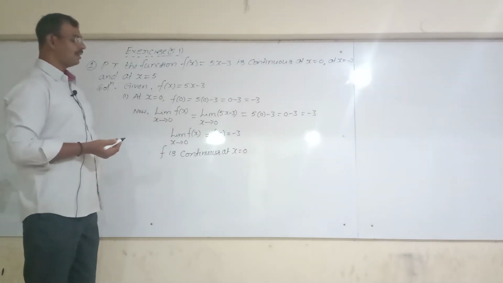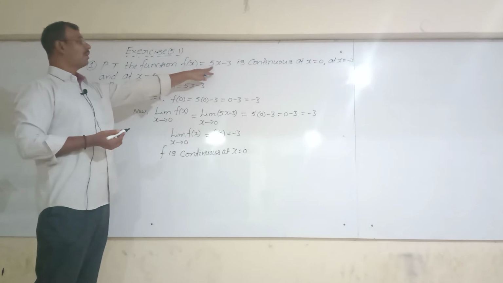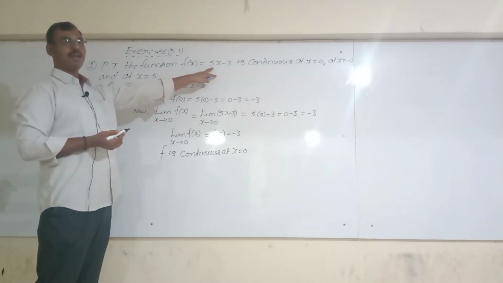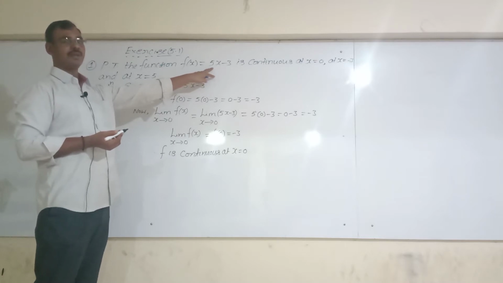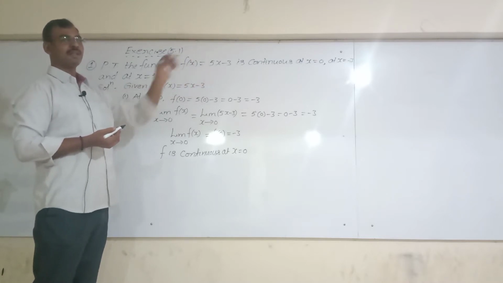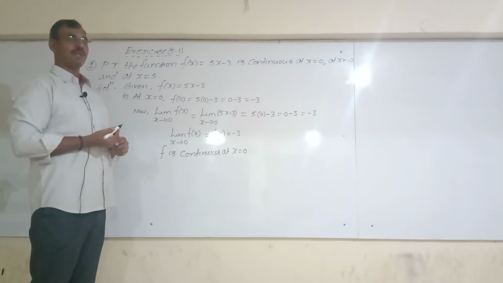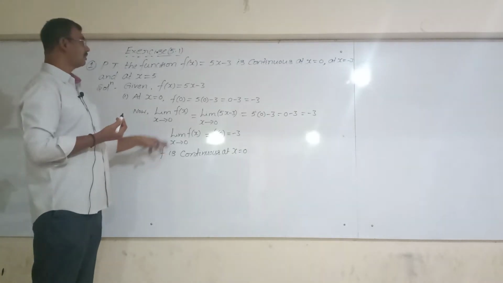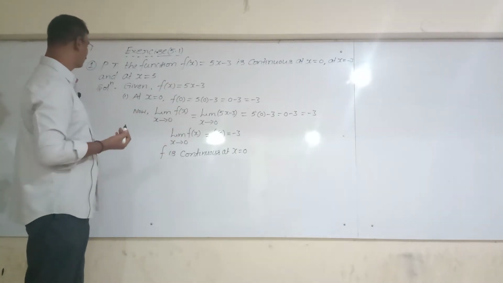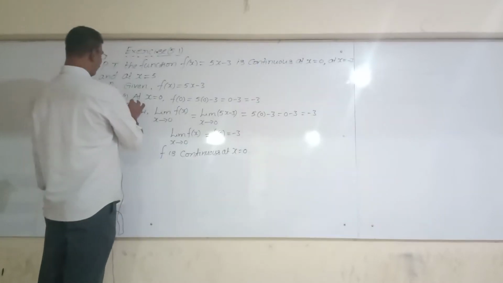Without doing this method, we can say, what do you call this? It is a polynomial function, a linear function. So every polynomial function is continuous everywhere. So it is a continuous function. This is the first bit in this problem. The first bit is at x equal to 0. The same procedure we have to apply.